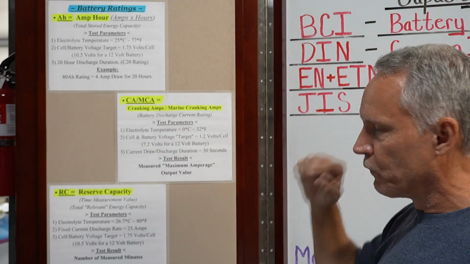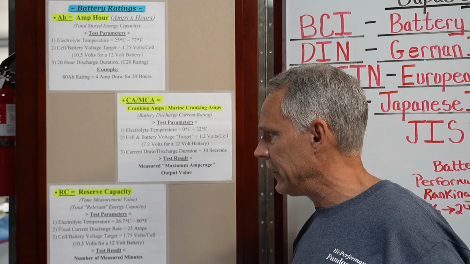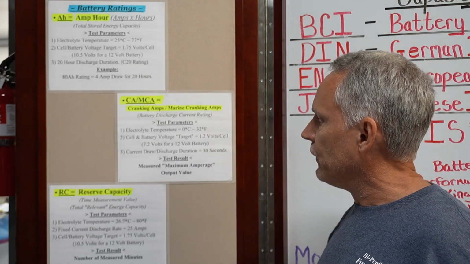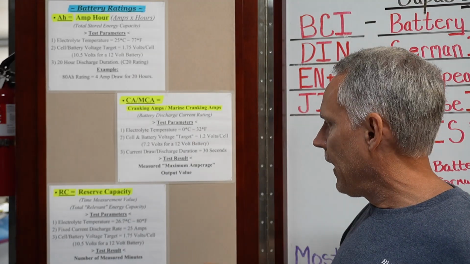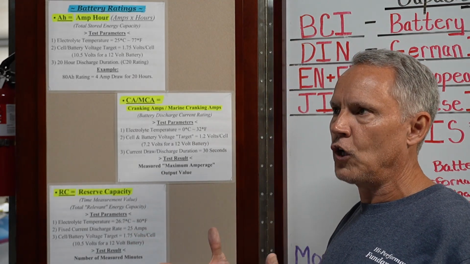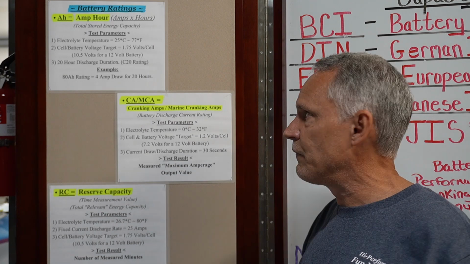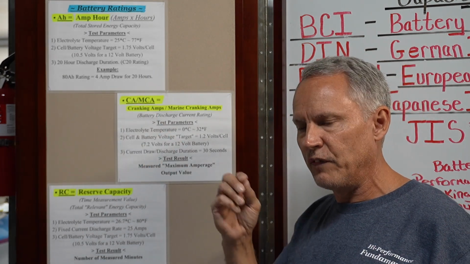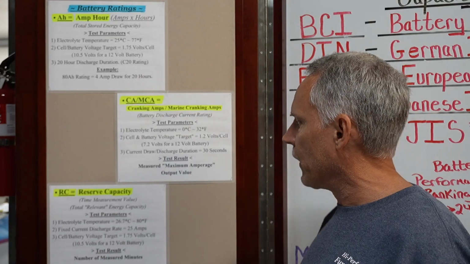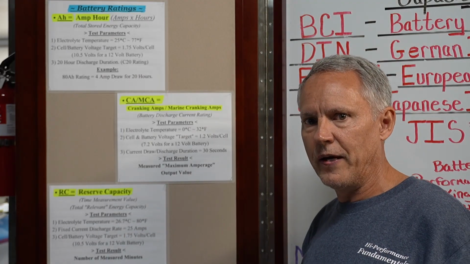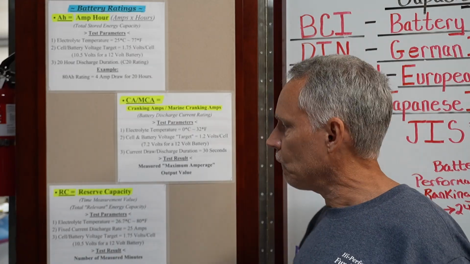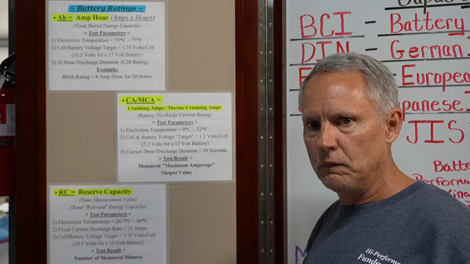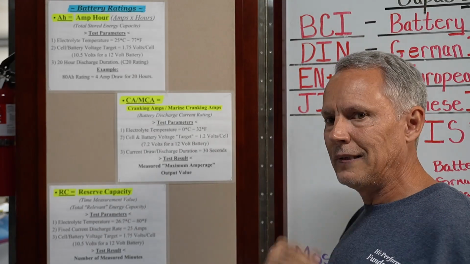So now, let's move on to reserve capacity. Reserve capacity is very similar to amp hour rating. How do they differ? In a reserve capacity test, the amperage or the discharge current from the battery is fixed. Instead of it being 4 amps or 2 amps or 3 amps or whatever that might be, which is a very, very low discharge current, we're going to fix it at 25 amps, period, 25 amps. Now, let's go over this. Reserve capacity is a time measurement value. Since it's a fixed amperage, now it's all about time, right?